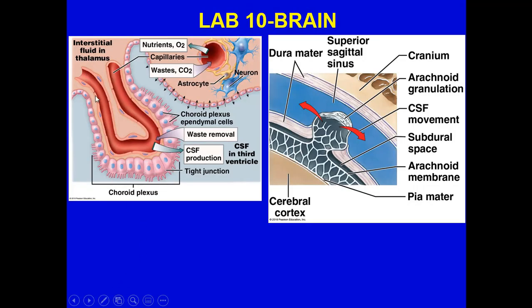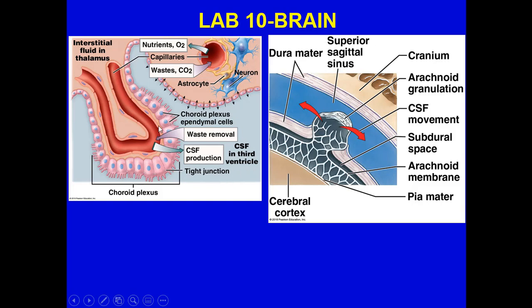Here's where we start, blood coming through. Here's the interstitial fluid in the thalamus. And we've got this nice choroid plexus sitting around here. The fluid will attempt to pass through here, but here's the problem. The ependymal cells will be picky. They will control what is allowed in and out. So now we have something with a different chemistry from blood plasma circulating around here, and that's the CSF.